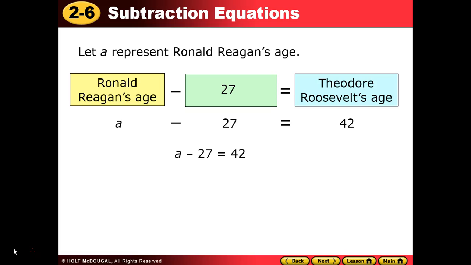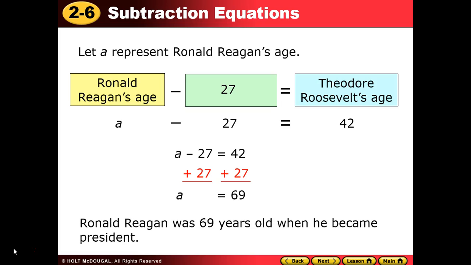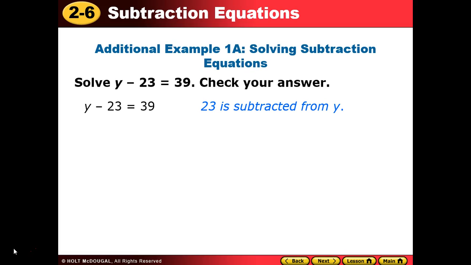So how do we undo subtraction? Well, we do addition, just the opposite of what we just did. So we need to add 27 to both sides. We find out that A should be 69, and Ronald Reagan was 69 years old when he became president. Remember, we need those units on that number. Okay, let's try another example.